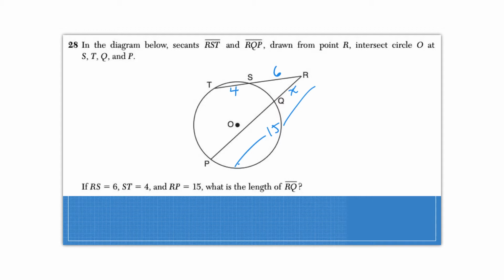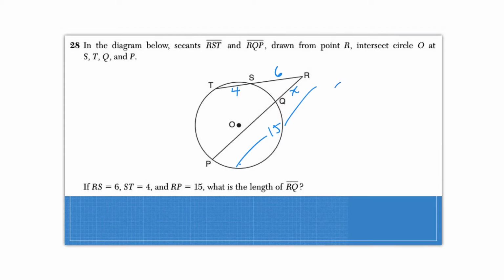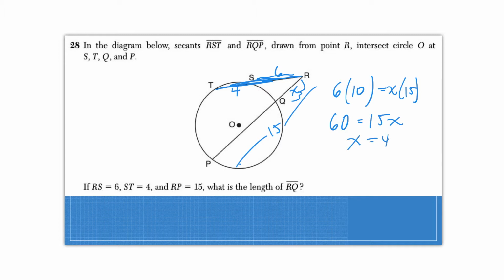And so the equation that we want to write here is that 6 times 10. The mistake they want you to make is they want to do 6 times 4. But it's the outer piece, 6, times the entire secant is equal to the outer piece x times 15, again, the entire secant. So we get that 60 is equal to 15x, divide by 15 on both sides, and we get x is equal to 4.